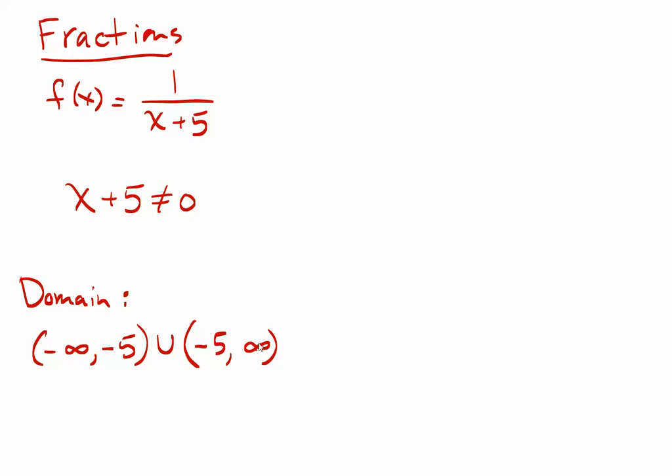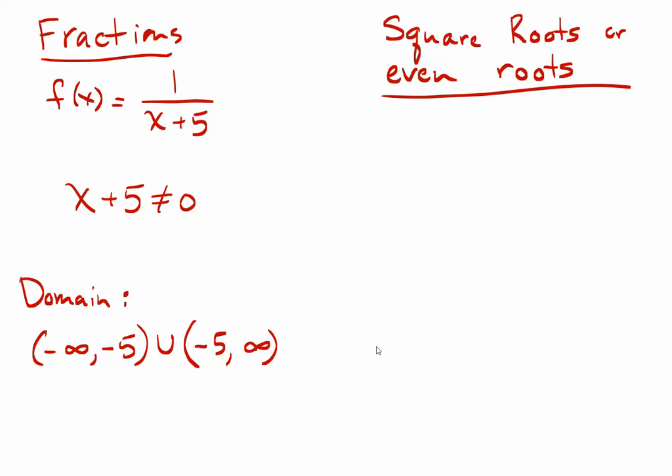A negative under the square root, or inside the square root? Okay, I'll go with that. Square roots, or even roots. There's our problems. So something looks like this. g of x is equal to the square root of x plus 5. This is not an individual point. This is actually an interval problem now, because you can't have negatives inside there.